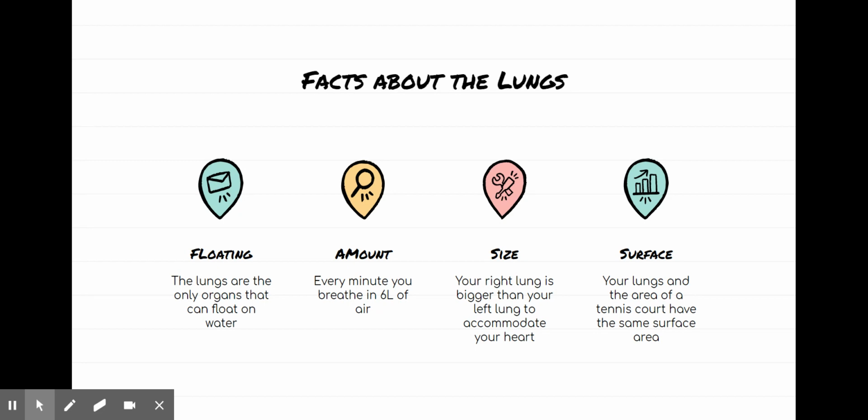You breathe in about 6 liters of air every minute. So if you think about drinking 3 2-liter pops, that's how much air you bring in in 1 minute. Your right lung is actually bigger than your left lung because you have to accommodate your heart. And the surface area of your lungs could actually cover that of a tennis court. So they have about the same surface area.